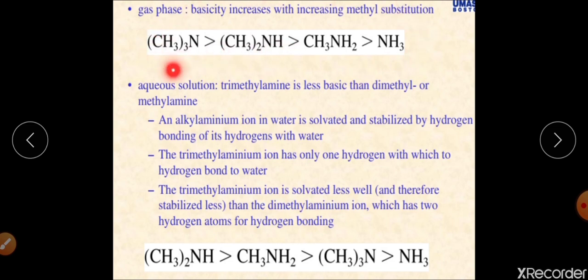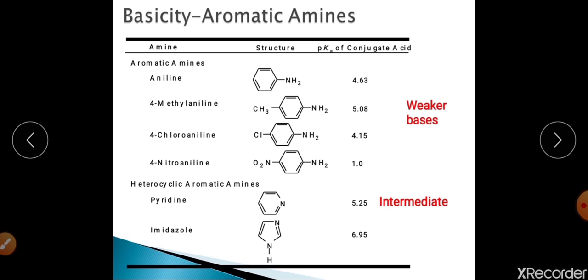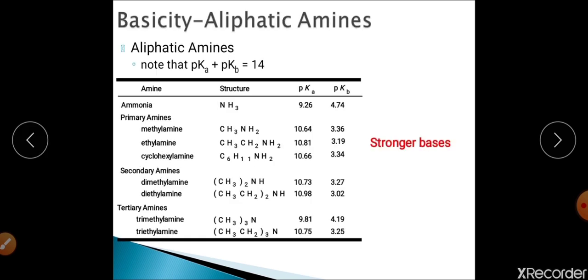This is another slide that will tell you that if we are particularly concerned about the basic character of the amine in the gaseous phase, it should be like this. And when we are talking about the aqueous solution, in case of methyl, it should be like this. It is because of the combined effect that will operate, and because of the combined effect it will have this kind of basicity order.